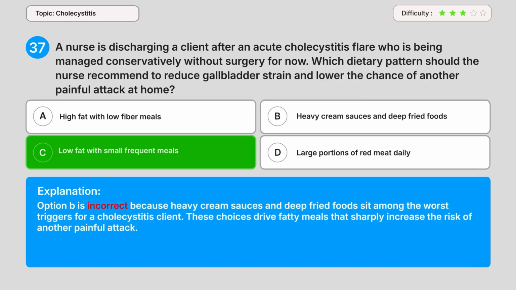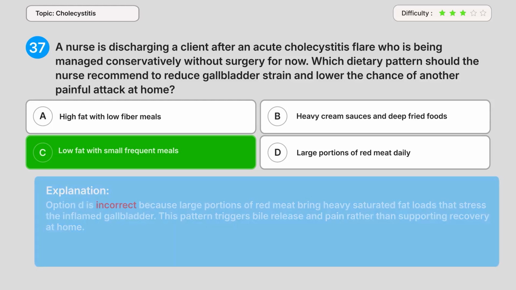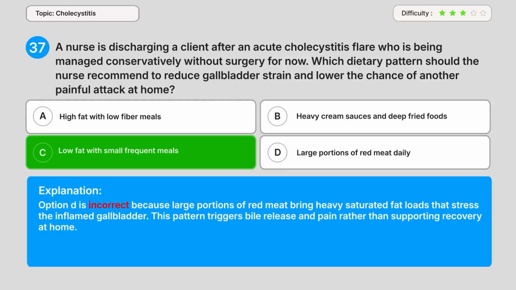Option B is incorrect because heavy cream sauces and deep fried foods sit among the worst triggers for a cholecystitis client. These choices drive fatty meals that sharply increase the risk of another painful attack. Option D is incorrect because large portions of red meat bring heavy saturated fat loads that stress the inflamed gallbladder. This pattern triggers bile release and pain rather than supporting recovery at home.